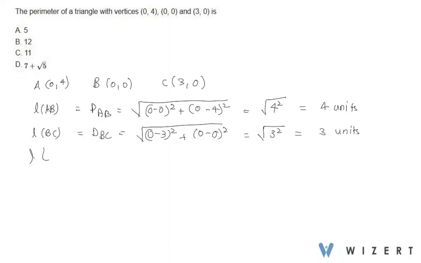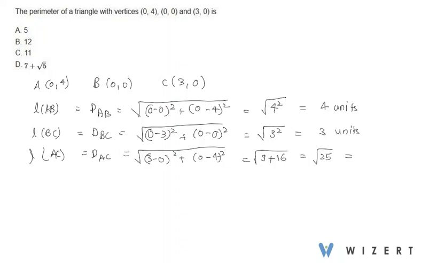And length of AC is the distance between A and C, which is equal to the square root of, let's see, (3 minus 0) whole square plus (0 minus 4) whole square, which is equal to 3 minus 0 whole square is 3 square, so which is 9, and (0 minus 4) whole square is (minus 4) whole square, which is 16. So 9 plus 16, which is equal to the square root of 25. Again ignoring the negative value, we get 5 units.